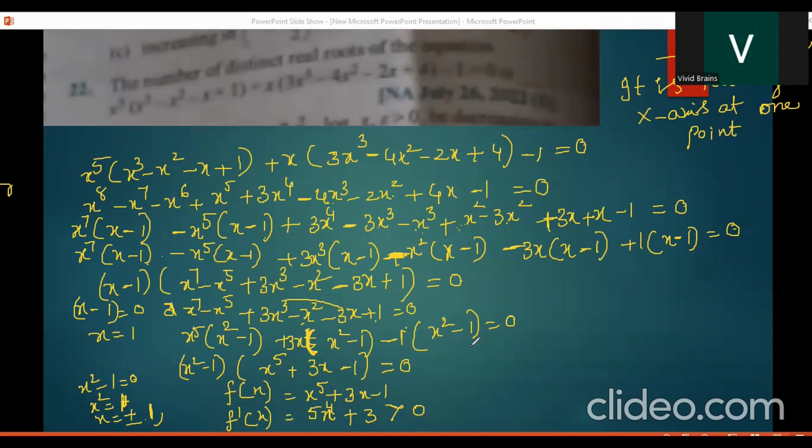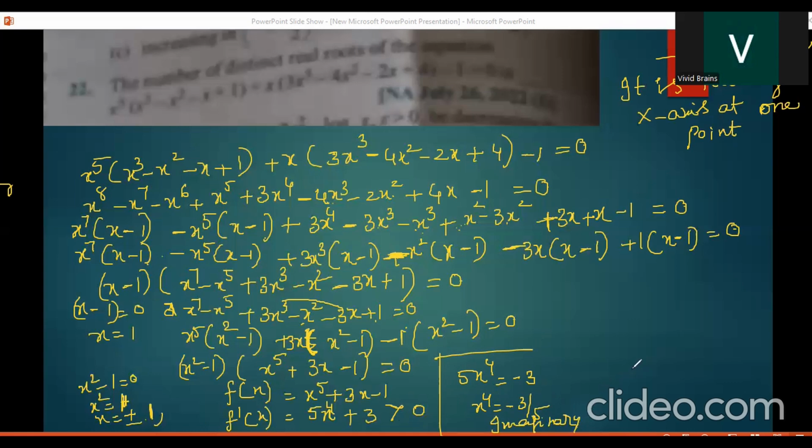Or otherwise you can go with 5x power 4 plus 3 is equal to 0, no? You can decide like this also. Wait, I will tell you. 5x power 4 is equal to minus 3. Can I go like this? x power 4 is equal to minus 3 by 5, right? You can go in this manner also. So it is imaginary. Am I right? It is an imaginary root. Okay?